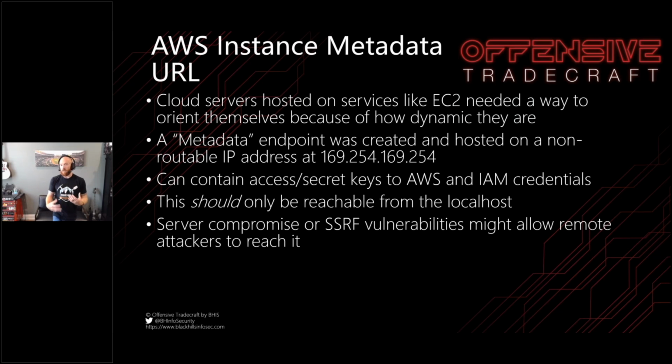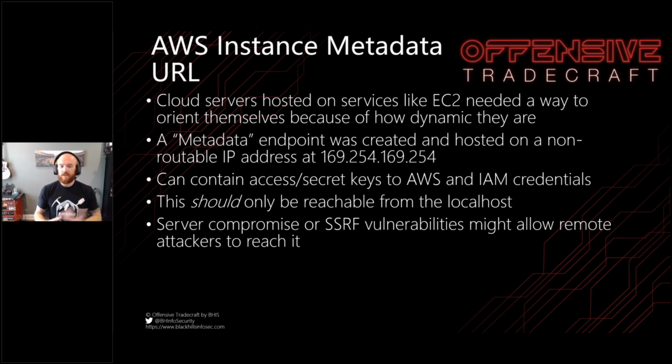It's straight up a web server that's hosted on the non-routable IP address of 169.254.169.254. So these are web servers that get stood up on your EC2 instances, on your Azure VMs. And oftentimes you can query these for IAM credentials. And basically what you can do there is get access keys straight from this metadata service. That's basically what this whole thing boils down to. It should only be reachable from the local host, right?